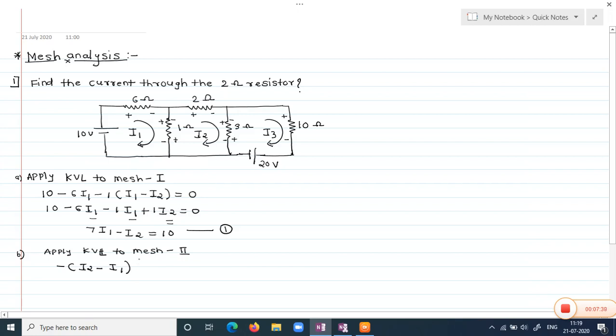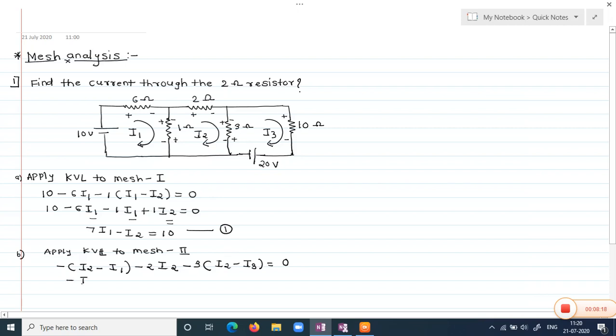again the 2 ohm resistor is minus 2, the current flowing through the second loop is I2, minus, that is the 3 ohm resistor. The 3 ohm resistor is common between mesh 2 and 3. So minus 3 (I2 minus I3) is equal to 0. Thus you have to simplify these equations again.